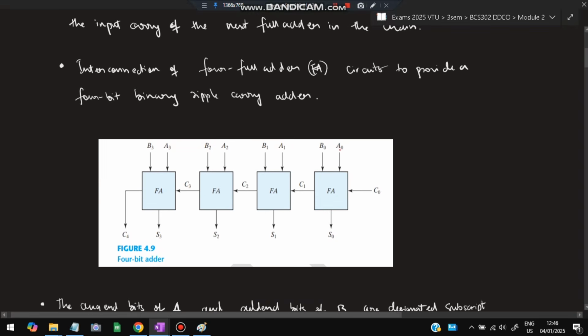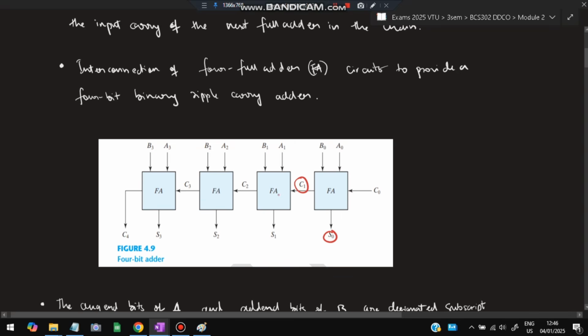See here, we'll be having a0, a1, a2, a3. That is the first number. A denotes the first number, suppose 0 1 1 1, so this is a0, a1, a2, a3. Like that for B also we'll have 1 1 0 1, b0, b1, b2, b3. So a0 and b0 will be calculated together, then a1 and b1, a2 and b2, a3 and b3, and whatever we calculate we'll get a sum as well as a carry.